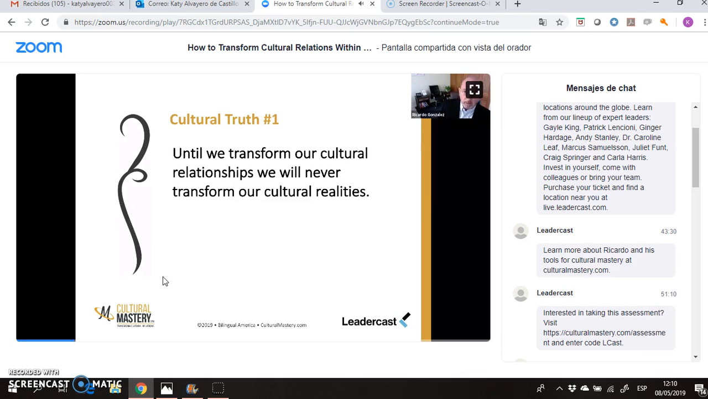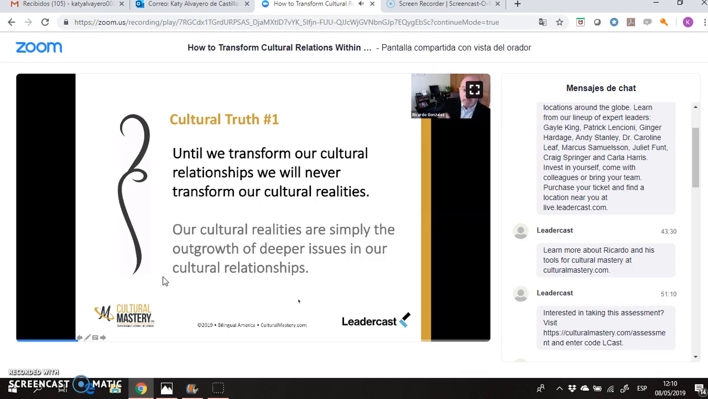This is really important because a lot of people make this mistake. A lot of times we're focusing on the cultural realities, which are typically the symptoms of cultural dysfunction. We say, well, we need to change that, so we attempt to do that in many different ways. We'll get into that in a little bit. But here's the reality: until we transform our cultural relationships, we'll never be able to transform our cultural realities, okay? The cultural realities are simply the outgrowth of deeper issues in our cultural relationships. Now, a lot of companies will try to policy some sort of transformation, but it doesn't work, and you'll get this in just a minute, okay?